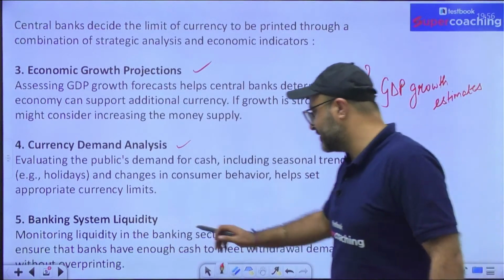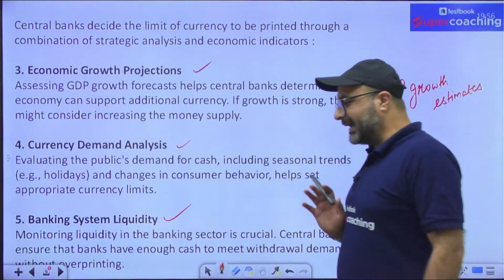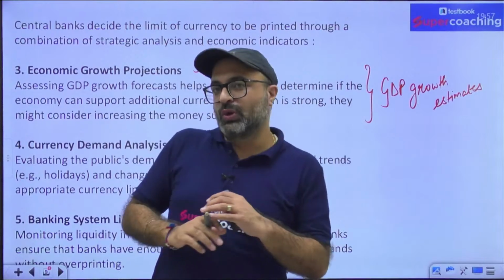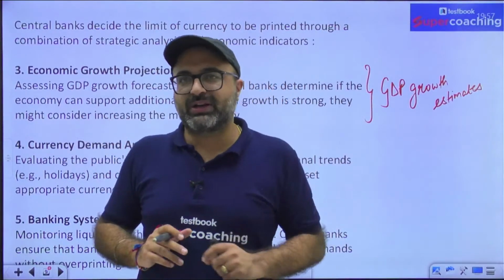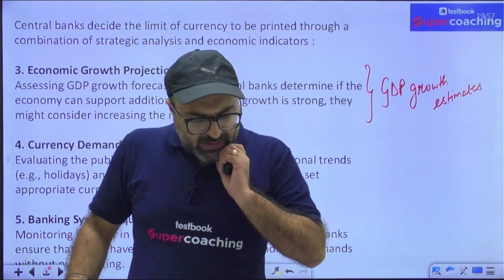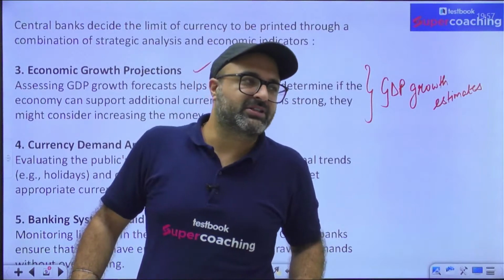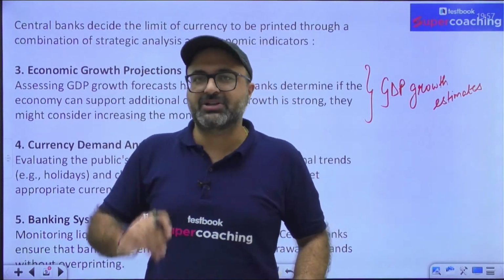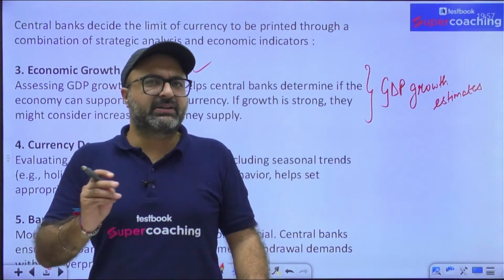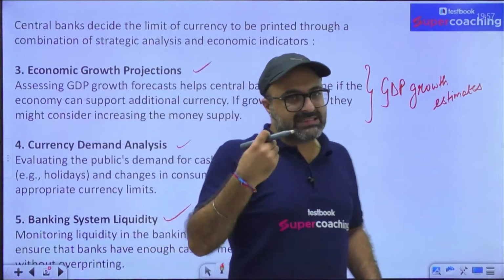The next point is banking system liquidity. If your banking system is strong and banking system is capable to generate adequate liquidity in the market, you must have heard about a term. I'm not sure whether you have heard about this term or not, but in case of commercial banks, they are responsible to provide loan. And there is a term which is known as credit creation. I'm just giving you a glimpse of it.